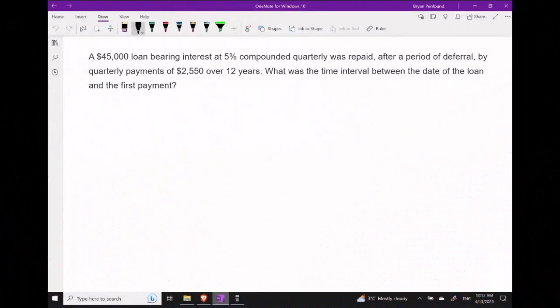In this question, we have a loan of $45,000 bearing 5% compounded quarterly interest being repaid after a period of deferral. The payments being made on this loan are $2,550. Those equal size payments occur over the span of 12 years. Let's try to determine the time interval between the date of the loan being taken from the bank and the date of the first payment.